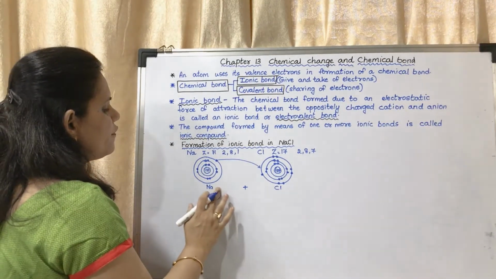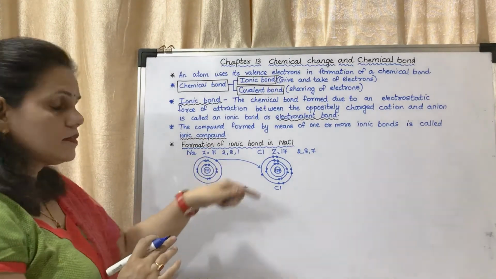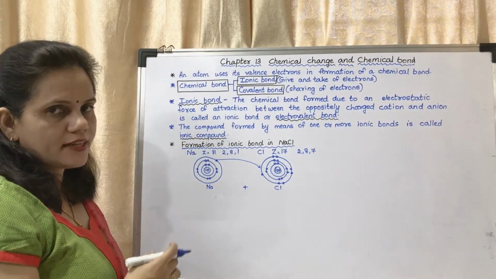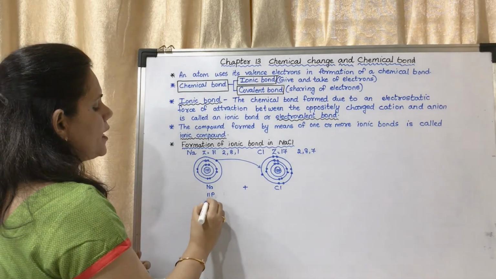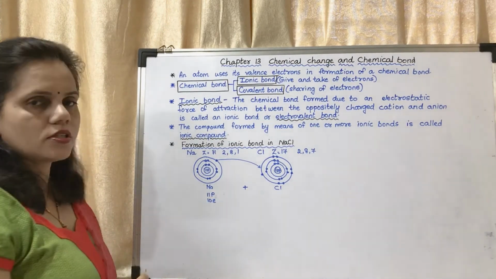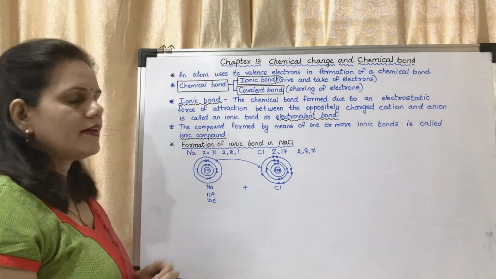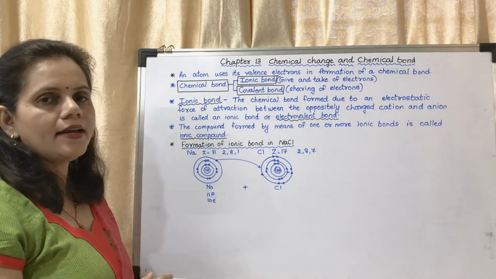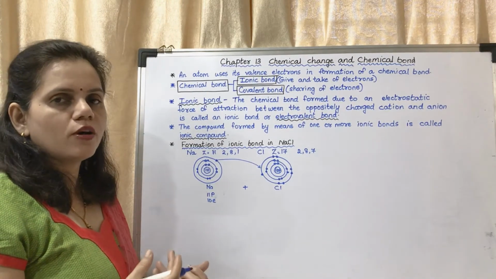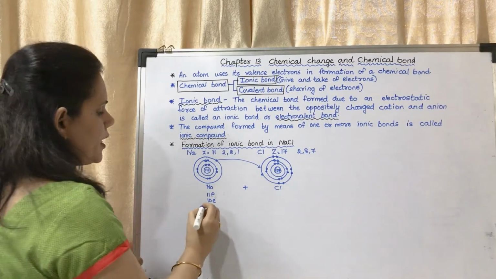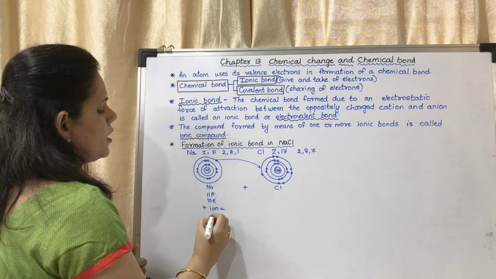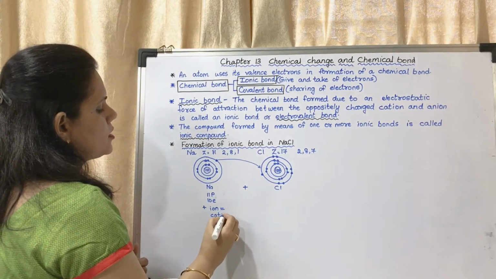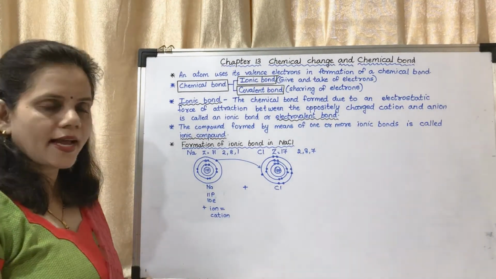I will tell you, if it gives 1 electron, after giving that 1 electron, it is having 11 protons and 10 electrons. That means it is having 11 positive charges and 10 negative charges. So it forms a positive ion, which is called a cation. Positive ion is called a cation.